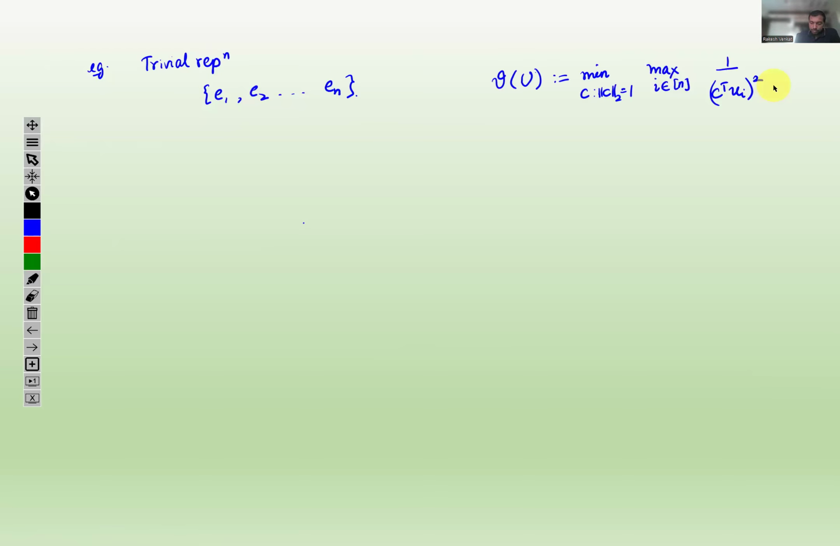Now, for the trivial representation, what would be a natural choice for the vector C that minimizes this? Think of C transpose Ui as the projection of C on Ui, the component along that, squared. Now if I have these standard basis vectors, and I want to minimize these dot products because I'm maximizing 1 over C transpose U, I want to minimize it with everyone. What would be a natural choice for the vector C that minimizes this?